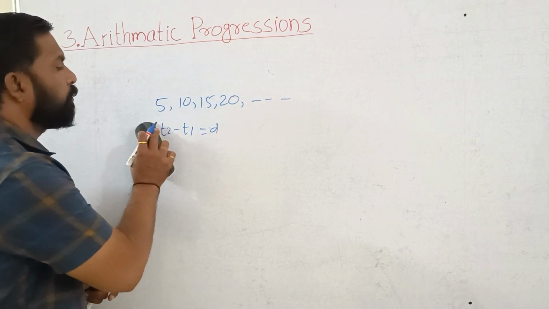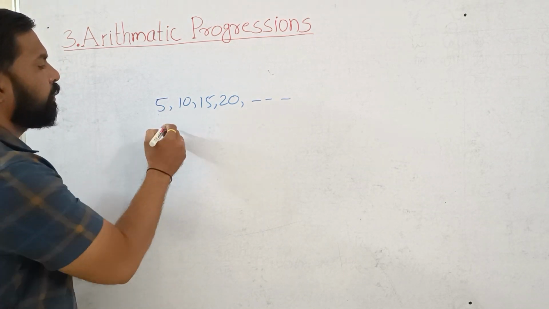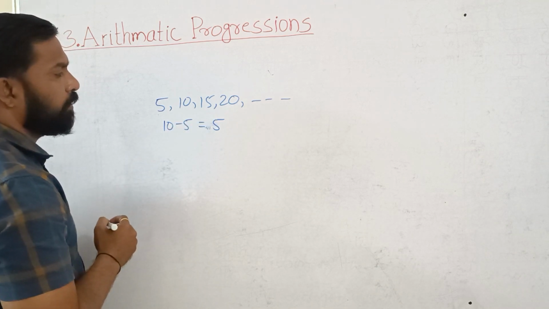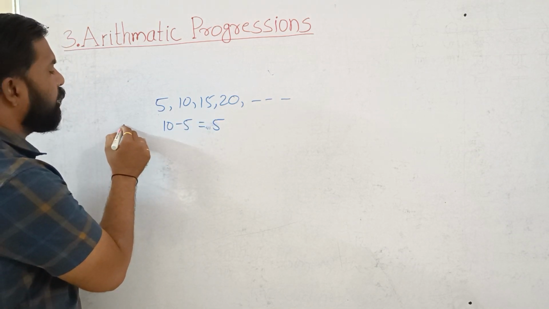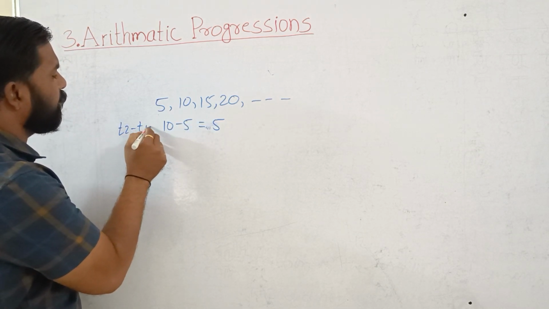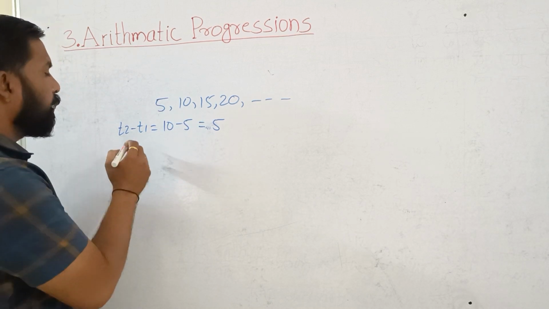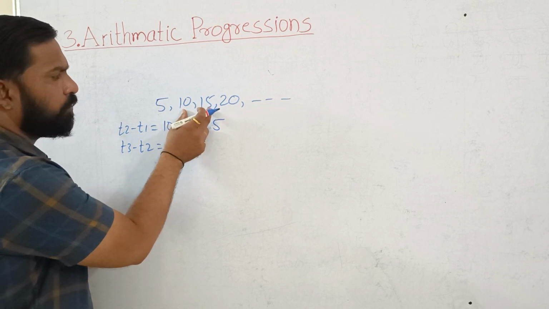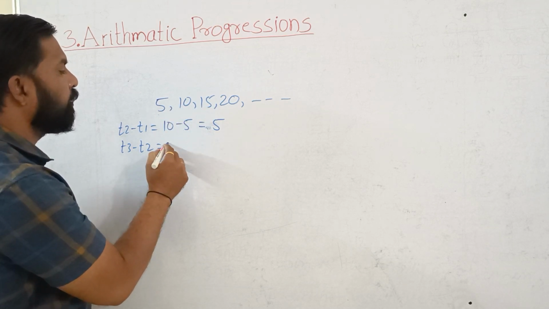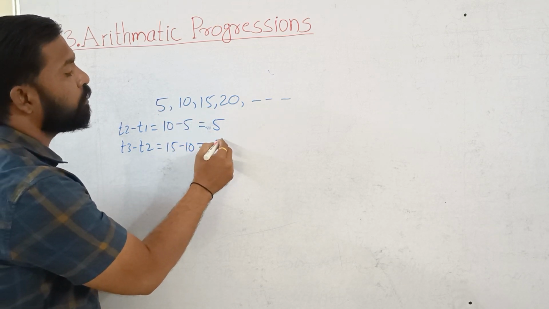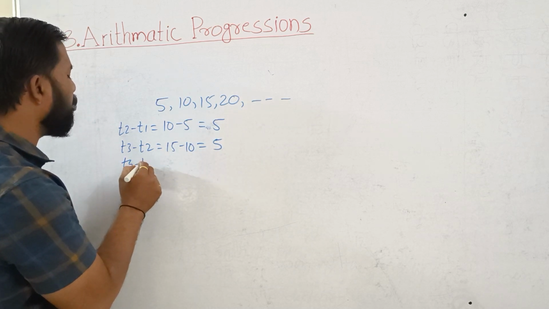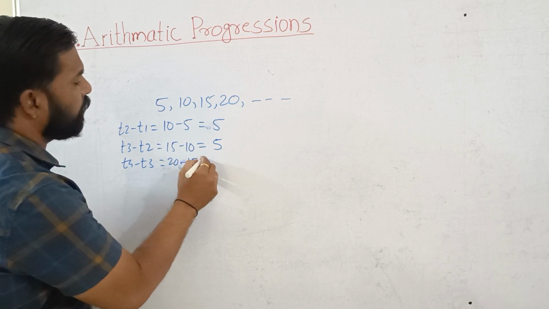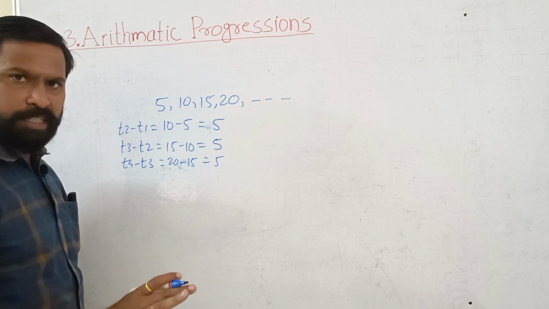So how can I find the difference here? 10 minus 5, which is equal to 5, right? Then I will also write here T2 minus T1 is equal to 10 minus 5. Now what is next? T3 minus T2: 15 minus 10, which is equal to 5. Then T4 minus T3: 20 minus 15 is 5. The difference is common.